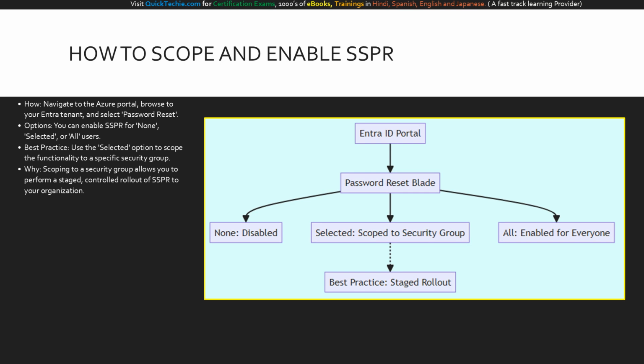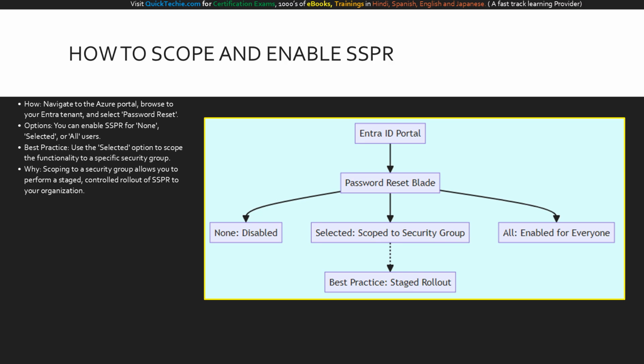Now let us talk about how to actually enable SSPR. You will start by navigating to the Azure portal, browsing to your Entra tenant, and clicking on the password reset blade. Here, you will see three main properties to choose from: None, Selected, and All.